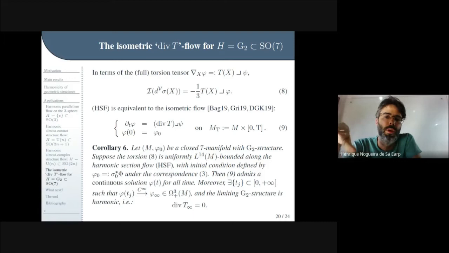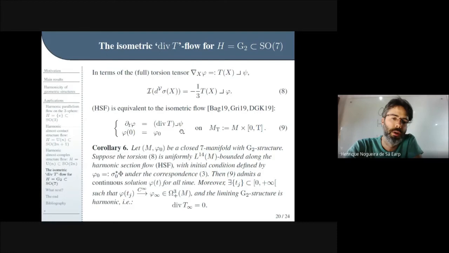Now, it's a natural flow, which we have learned from works of Sergei Grigorian, and then colleagues like Bagaglini and Dwivedi-Gianniotis-Karigiannis have studied in much detail, the so-called Div-T flow, right? From a completely different perspective, so they don't originally picture this as a harmonic map problem. They look at the general form of what a flow of G2 structures must be, and then by imposing that it's isometric, what you're left with is this Div-T contracted with the Hodge dual of your G2 structure phi.